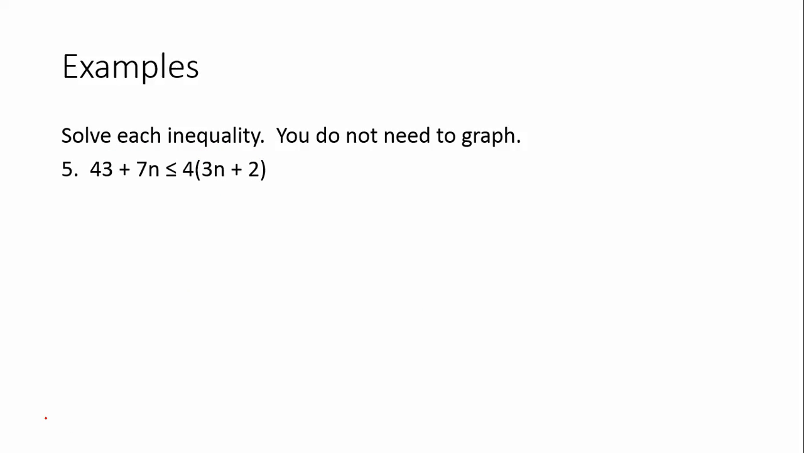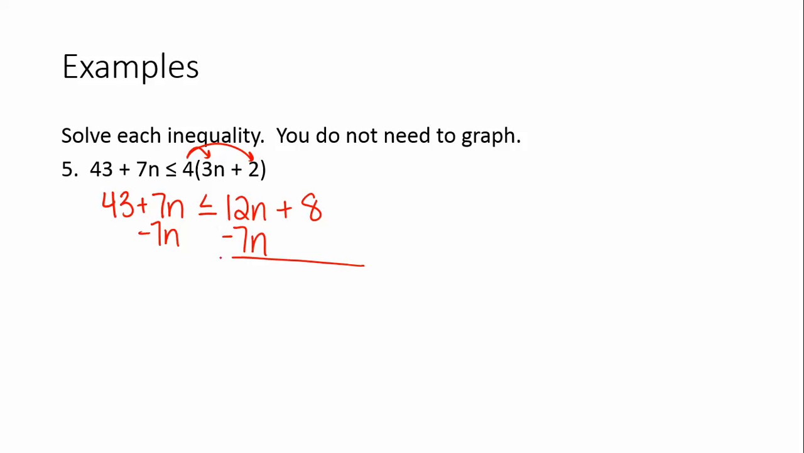Number 5, 43 plus 7n less than or equal to 4 times 3n plus 2. So again, we need to distribute on the right first. 43 plus 7n less than or equal to 12n plus 8. Don't forget to distribute all the way through. I'm going to subtract the 7n over to the right. So that's 43 less than or equal to 12 minus 7, 5n plus 8. Now we're going to subtract 8.